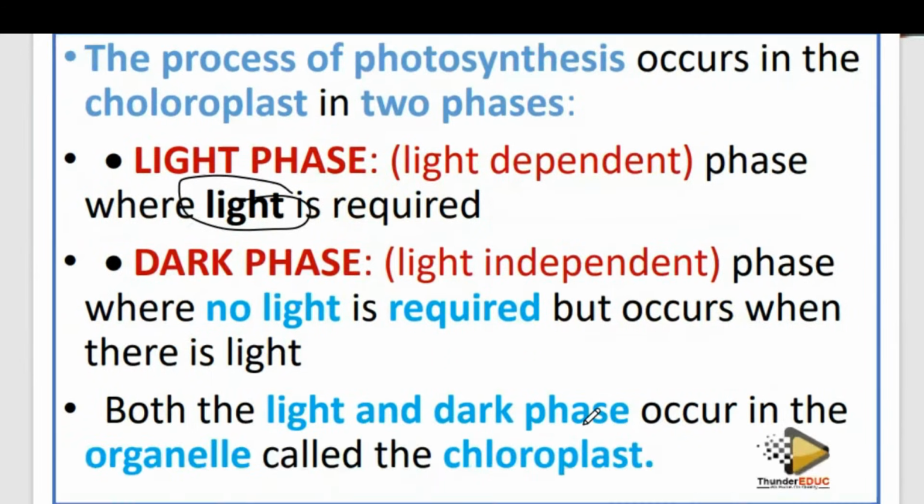Yes. Someone is asking a question: does it mean that the light phase occurs during the day, and then the dark phase occurs at night?